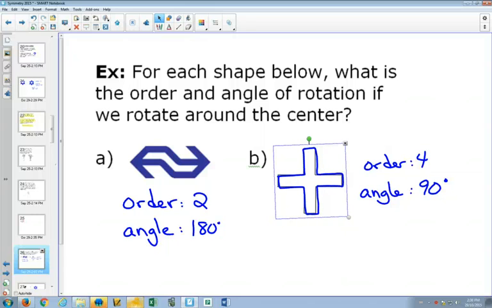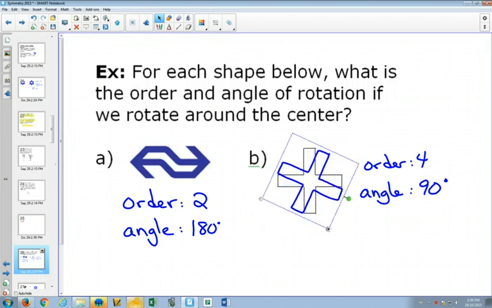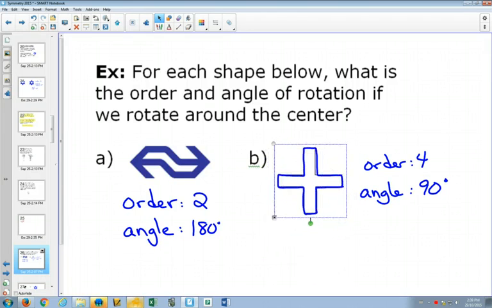I thought when you turn it, it would be like an X, and then now it equals 1. Yeah, it has to match up with the original shape. So this doesn't count until here. Matches up once. Doesn't count until 2. Okay, I get it. 3, 4. So that's why the order I wrote down is 4.